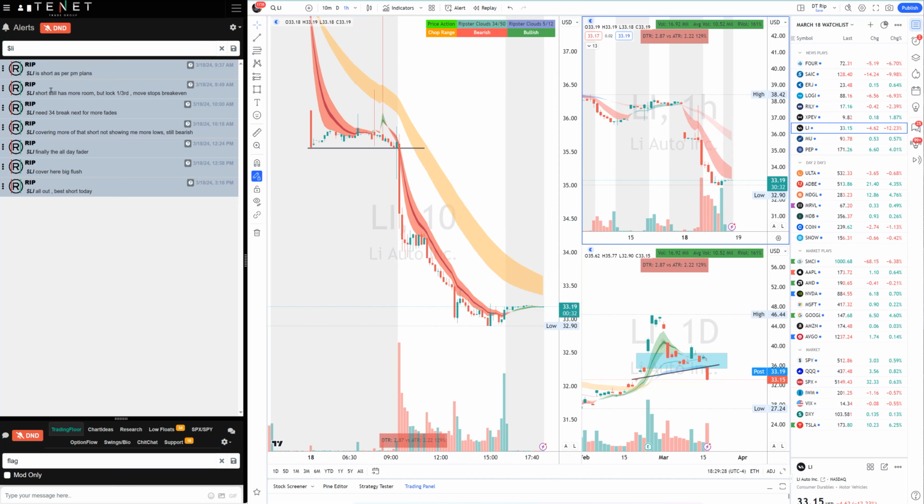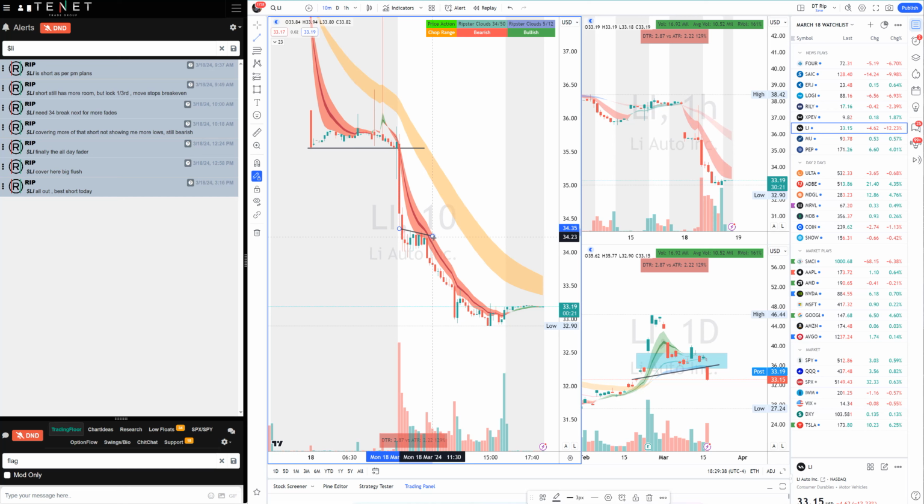1 hour is bearish, and I just said shorted as per PM plan, and gave all day guidance, short. On the first flush, I told everybody to lock at least 1/3. But then it broke this bear flag. 34 was the key, and it faded all day. Then I was out at the end of the day and made a decent profit on LI.